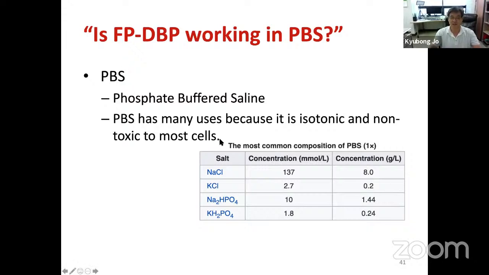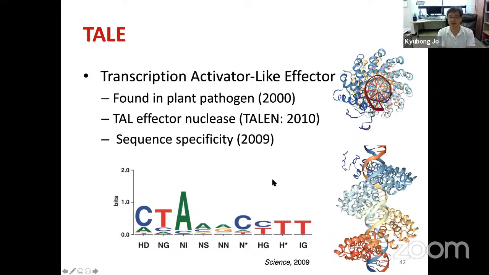So I checked the concentration of PBS, which has a huge amount of sodium chloride, a little bit of potassium, and another sodium salt. Comparing to that, it is about 150 millimolar of sodium or potassium ions. That is too much. We tried to use our FP-DBP in PBS, but in most cases, it's not really working. I thought maybe the answer is using a DNA binding protein that works inside the nucleus, because the nucleus has even more salt than PBS.